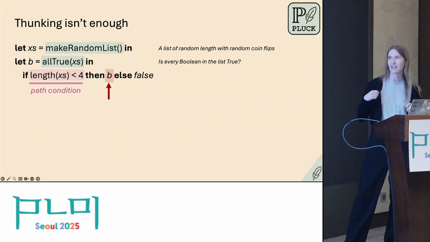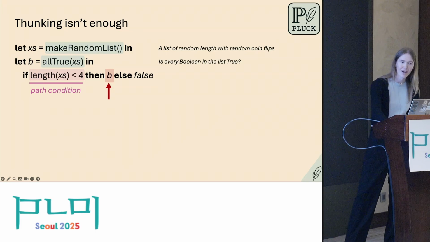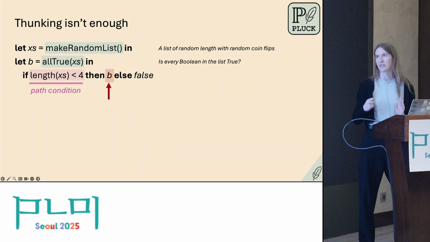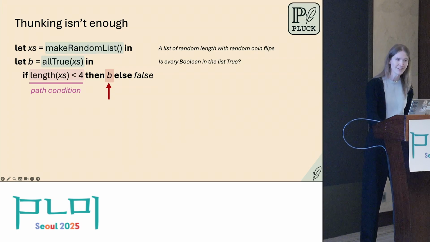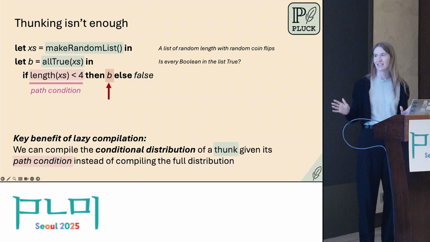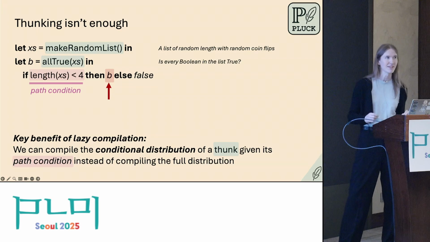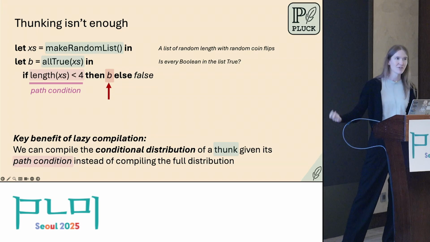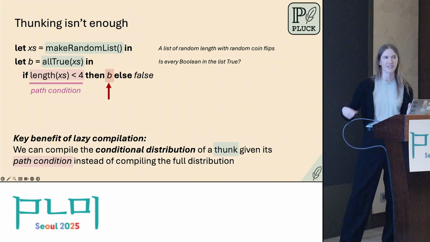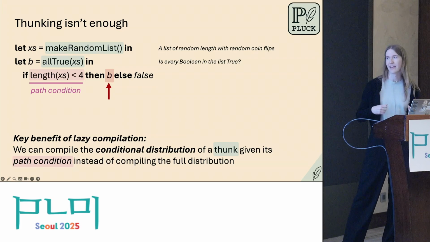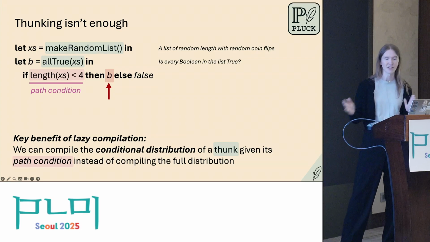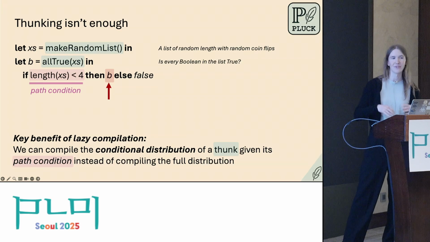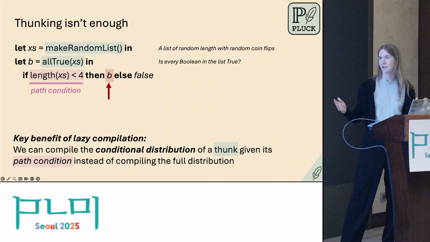And using this, knowing that x is only going to be a short list, we can compile the conditional distribution of B, conditioned on our path condition. And this, in general, is the key benefit of lazy compilation. We're allowed to compile these conditional distributions of thunks, which can be a lot simpler than the full distribution. So in this case, it actually brings us from an infinite situation to a finite one.